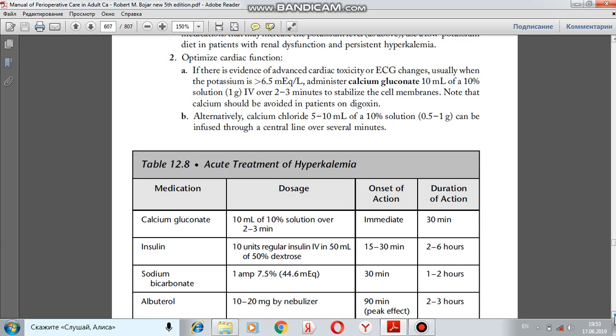Second B. Alternatively, calcium chloride 5 to 10 milliliters of a 10% solution, 0.5 to 1 gram, can be infused through a central line over several minutes.